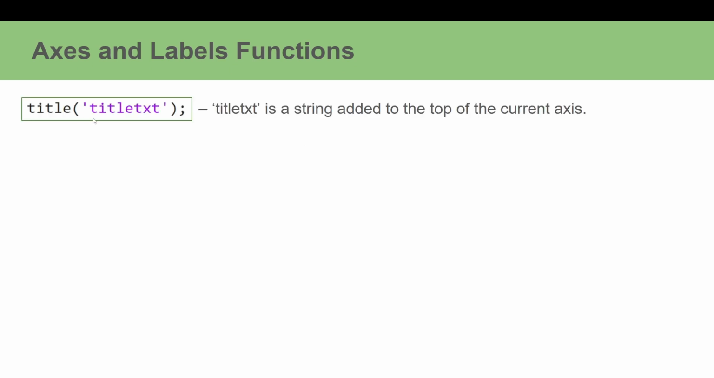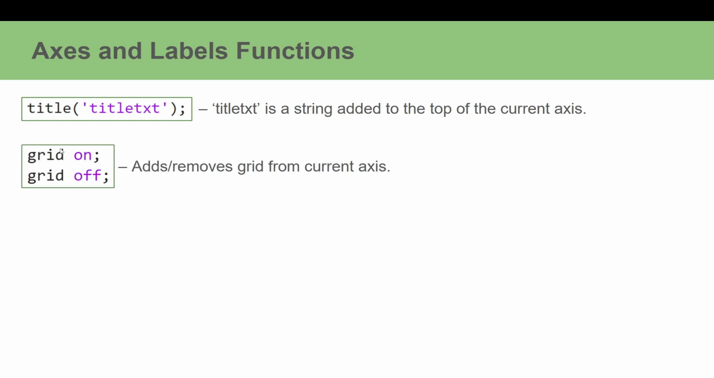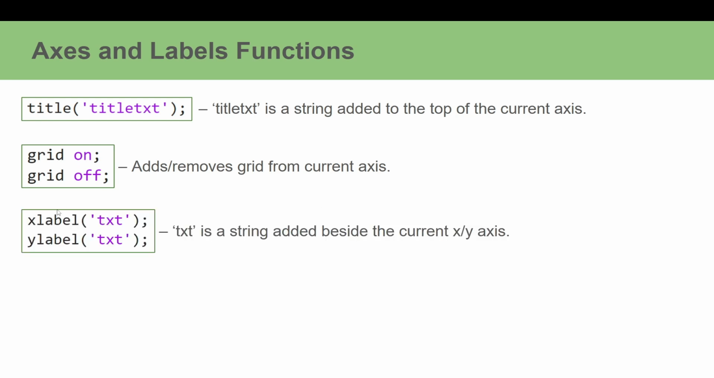The first one we'll look at is title, where you can add title text, a string you put in the function title, and it'll add it to the top of your current axis. You have grid on and off, which are commands that add and remove the grid from the current axis. You have your X and Y label functions, which add this string text to your X and Y labels, or your X and Y axes.